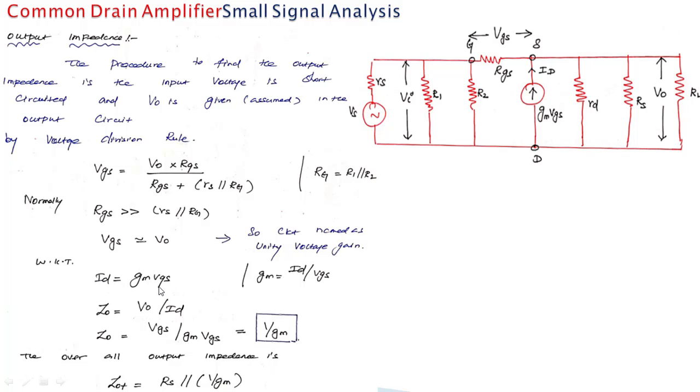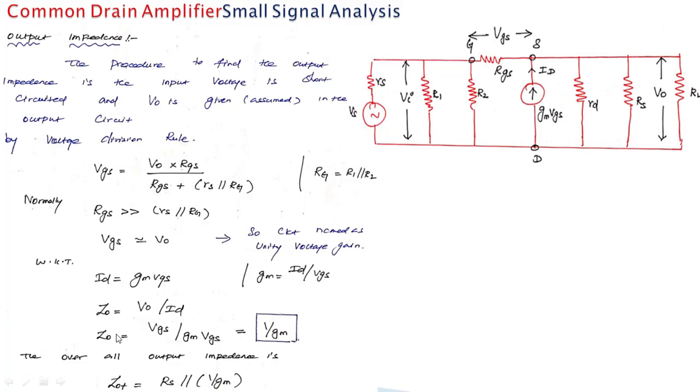Then output current is given by GM into VGS, as we already know, because GM is equal to ID divided by VGS. So the output impedance Z0 is equal to V0 divided by ID, which is output voltage divided by output current. We already derived that the output voltage is equal to VGS. So instead of V0 we can put VGS, divided by ID, which is GM into VGS. So VGS cancels, and Z0, the output impedance, equals 1 by GM. So this is the output impedance of the MOSFET only.